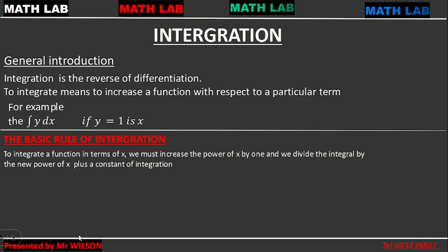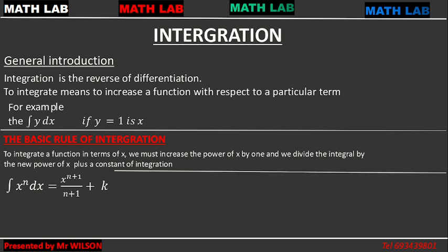Do you get it? In other words, the integral of x to the power n dx equals x to the power n plus 1 all over n plus 1, plus k. So I'm saying that the integral of a certain function x to the power n with respect to x, that is dx, equals x to the power n plus 1 all over n plus 1. You increase the power by 1 and you divide by the new power, plus a constant of integration k.